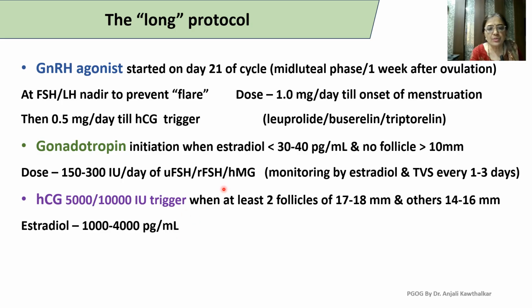Now this much students should remember: to initiate gonadotropin, estradiol should be less than 30 to 40 picogram, but to give HCG, it has to be 1000 to 4000 picogram per ml. No follicle greater than 10 millimeters when we initiate gonadotropin, and when we give HCG trigger, we need at least two follicles of 17 to 18 millimeters in size, and other follicles should also be sufficiently enlarged with a 14 to 16 diameter.